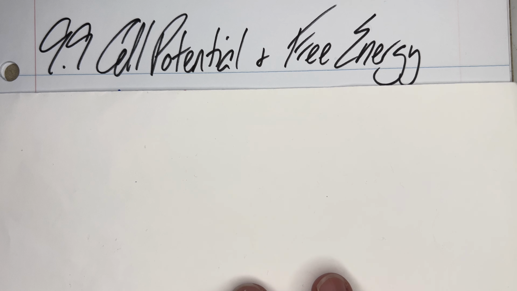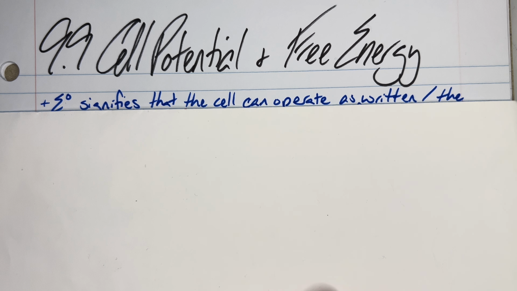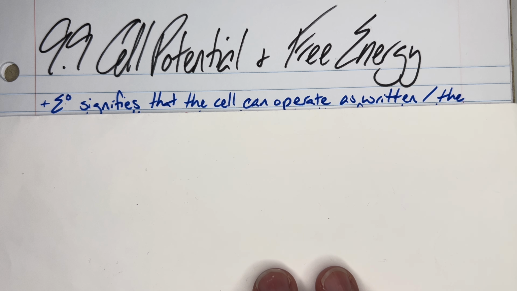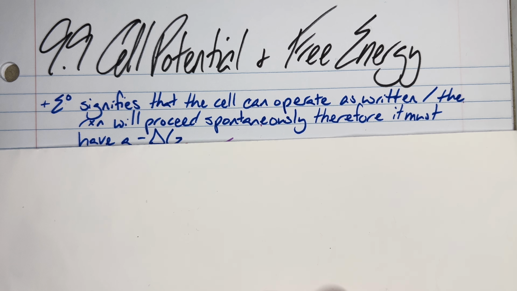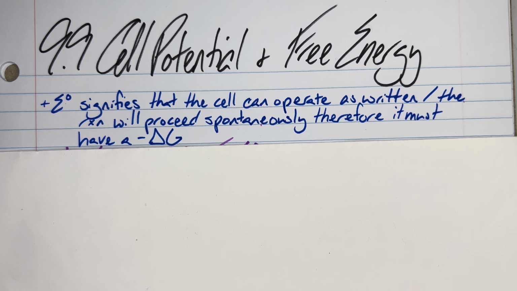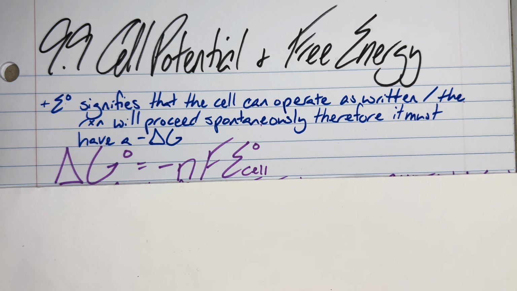AP Chemistry, Unit 9.9, Cell Potential and Free Energy. A positive cell potential signifies that the cell can operate as written, and the reaction will proceed spontaneously. Therefore, it must also have a negative delta G. The overall equation relating the cell potential and Gibbs free energy is given as this. Delta G naught is equal to negative n F cell potential.